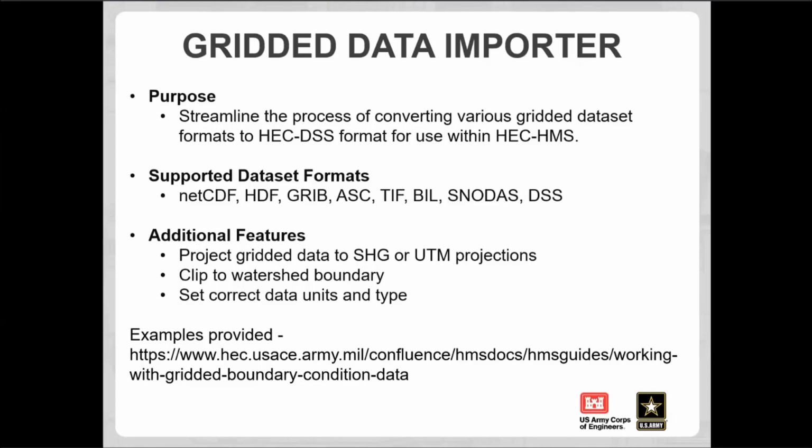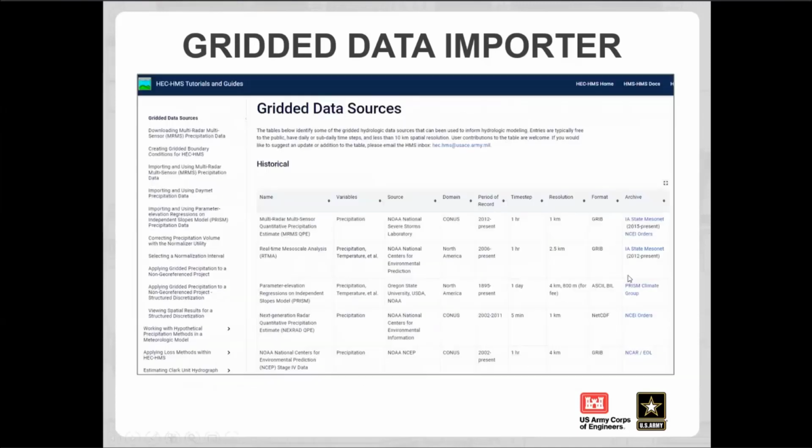In addition to the ability to convert datasets to DSS format, the gridded data importer utility is also able to project gridded data to SHG or UTM projections, clip to watershed boundary, and set correct data units and type. I'll send a link in the chat shortly to a tutorial and guide on how to use the gridded data importer utility to work with gridded data.